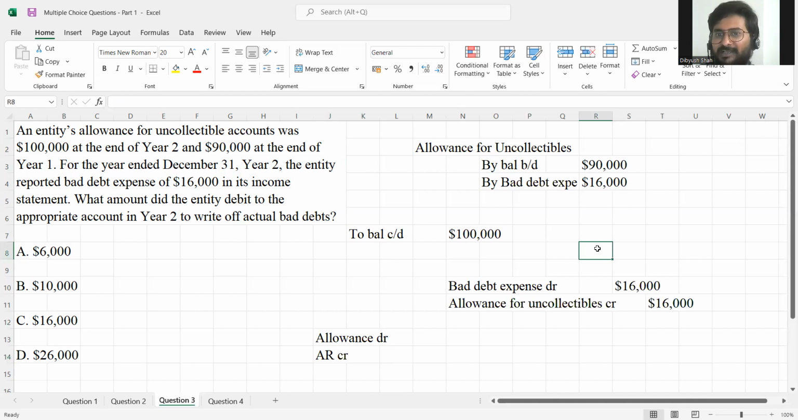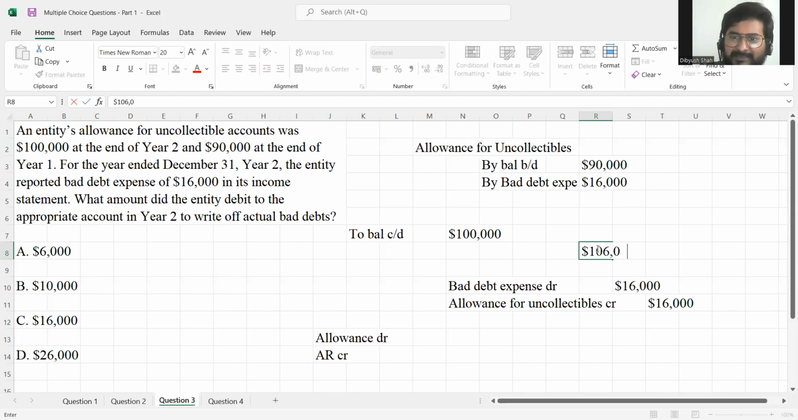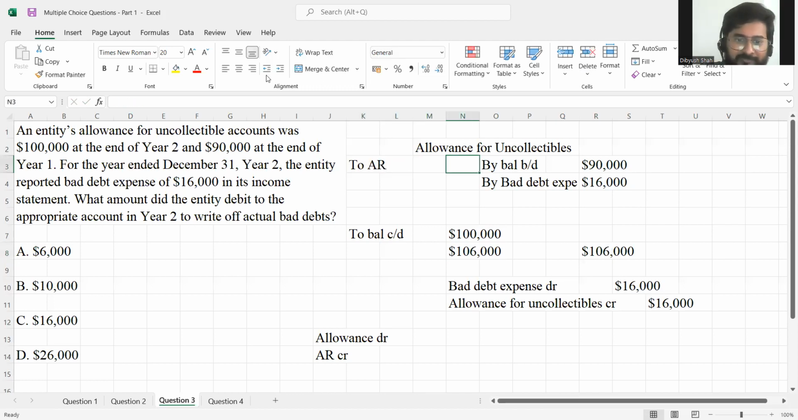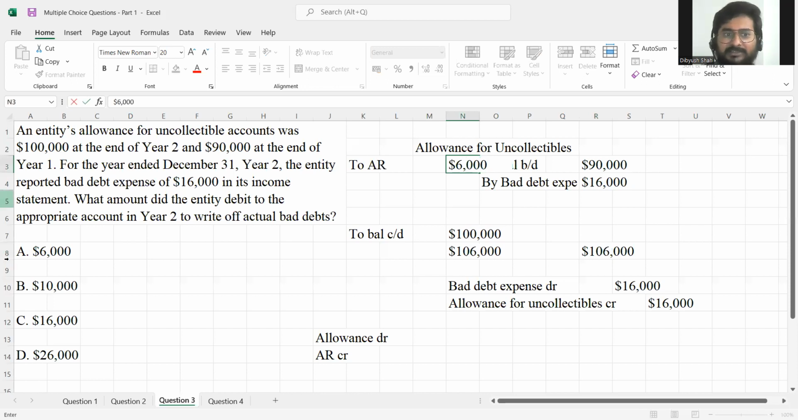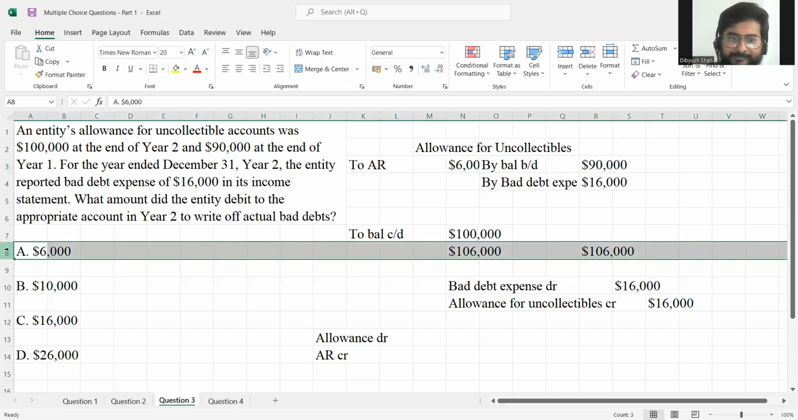Now by definition, the ledger has to tally. So the total of the right-hand side, 90 plus 16, is 106,000. This should also be 106,000. So what is the missing figure here? The debit side, because they are asking about write-off, 6,000. This is your answer, A.